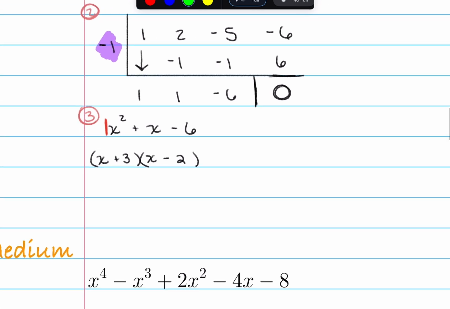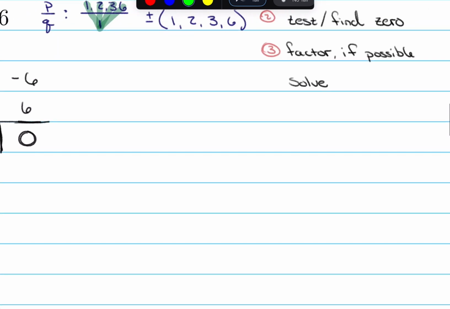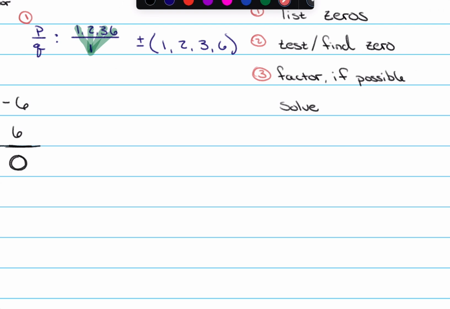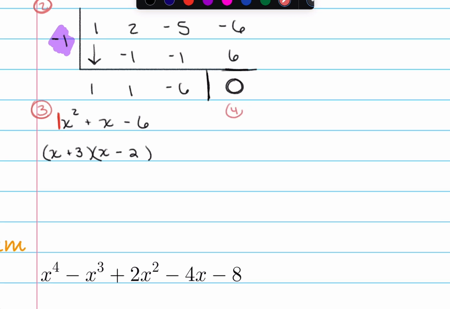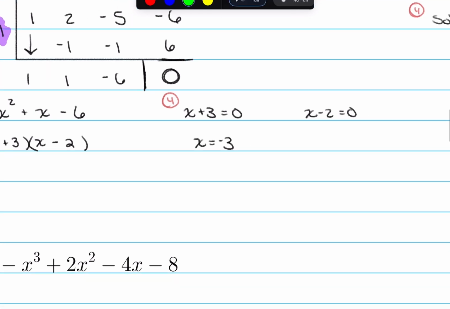That is factoring. And then the very last step, remember we said, was to solve. So we are now going to take each one of our factors, x plus 3, and set it equal to 0. And we're going to set x minus 2 equal to 0. And we're going to solve those. So for this guy, if I add or subtract 3 on both sides, I'm going to get x equals negative 3. And for this one, if I add 2 to both sides, I'm going to get x equals 2. Okay, so this is one of my zeros, and this is one of my zeros.